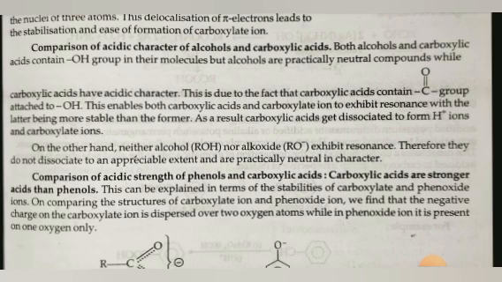Comparison of acidic character of alcohol and carboxylic acid. Both alcohol and carboxylic acid contain an OH group in their molecule, but alcohols are practically neutral compounds while carboxylic acids have acidic character. This is due to the fact that carboxylic acid contains a C=O group attached to the OH group. This enables both carboxylic acid and carboxylate ion to exhibit resonance, with the latter being more stable than the former. As a result, carboxylic acids dissociate to form H+ ion and carboxylate ions. On the other hand, neither alcohol nor alkoxide exhibits resonance. Therefore, they do not dissociate to an appreciable extent and they are practically neutral in character.